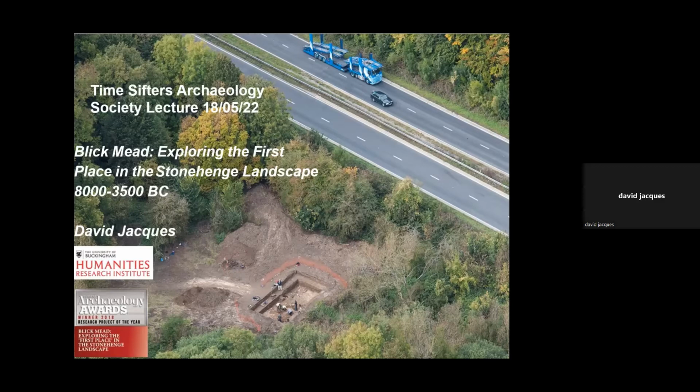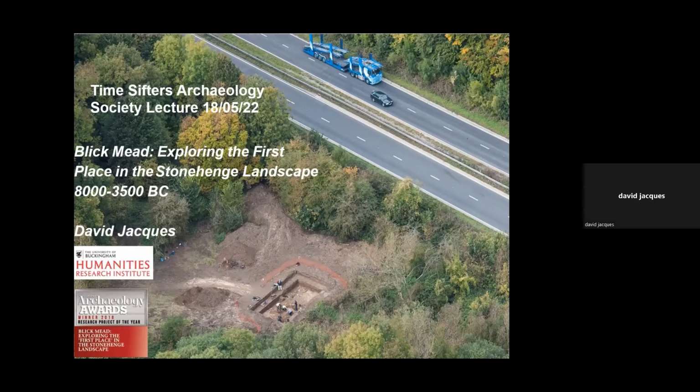So, yes, just to orientate everybody, Blick Mead is a spring that's about a couple of miles to the east of Stonehenge. And it's a site that is used across the Mesolithic. So the Mesolithic is the Middle Stone Age in Great Britain. It's the period of time that happens after the last Ice Age, when people are recolonizing Britain from around 9000 BC.